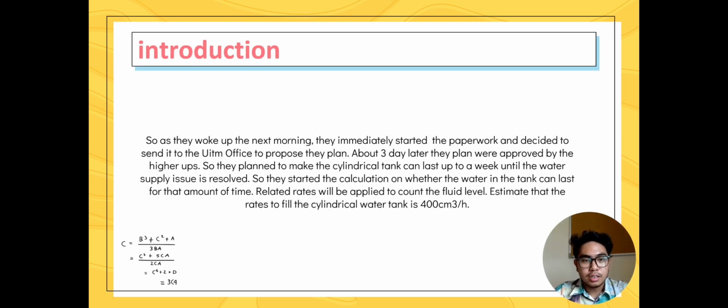As they woke up the next morning, they immediately started the paperwork and sent it to the UiTM office to propose their plan. About 3 days later, their plan was approved by the higher ups. They planned for the cylindrical tank to last up to a week until the water supply issue is resolved. So they started the calculation on whether the water in the tank can last for that amount of time. Related rates will be applied to find the fluid level. They estimate that the rate to fill the cylindrical water tank is 400 cm3 per hour.